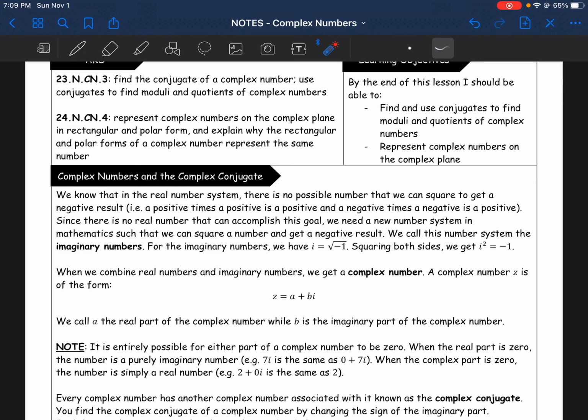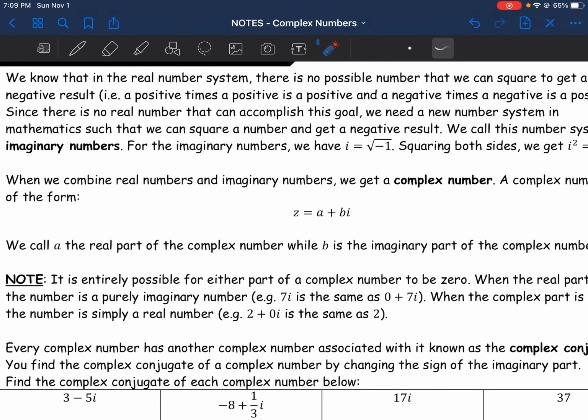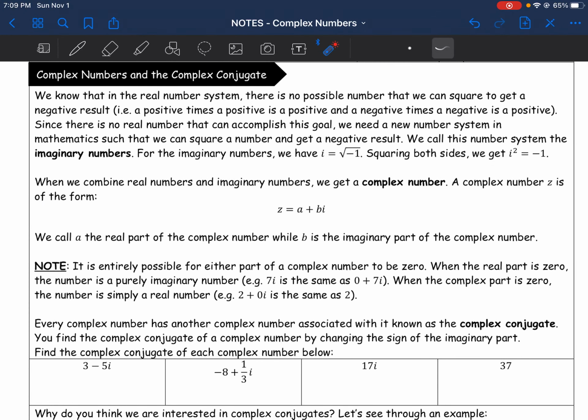When we combine real numbers and imaginary numbers, we get a complex number. A complex number, we'll call it z, has the form a plus bi, where a is the real part of the complex number and b is the imaginary part. Now, it is entirely possible for either part of the complex number to be 0. When the real part is 0, the number is purely imaginary. So imagine that a was 0. Well, we would just have bi, so we only would have an imaginary part. When the imaginary part is 0, so when b is 0, the number is simply a real number.